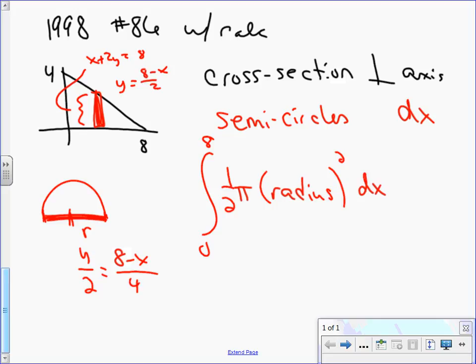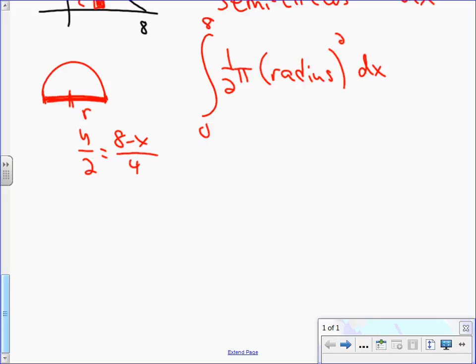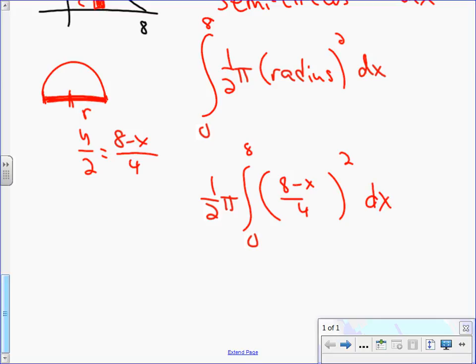Okay? If it said it was a square, then r would just be the side of the square. Okay, as soon as we've got this, and then calculator, and it's no problem. So I'm going to take the 1/2 pi out, because I like to. 0 to 8. I'm going to put whatever I determined was the radius, 8 minus x over 4, and I'm going to square it. Does that help a little bit?